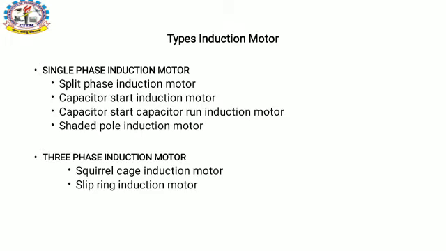Three phase induction motor. Three phase induction motor is of two types: squirrel cage and slip ring. Squirrel cage, as the name implies, is a motor designed in the shape of the cage in which a squirrel is kept, and that is called a squirrel cage induction motor. And slip ring induction motor and squirrel cage induction motor, these two motors are different from each other in their structures.